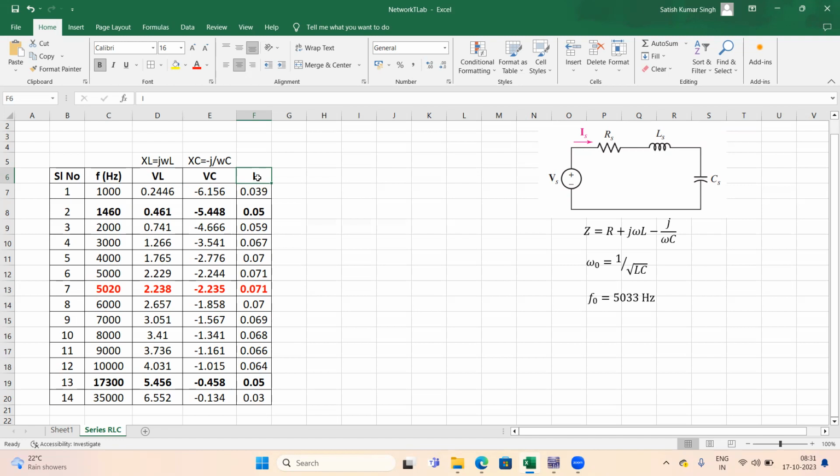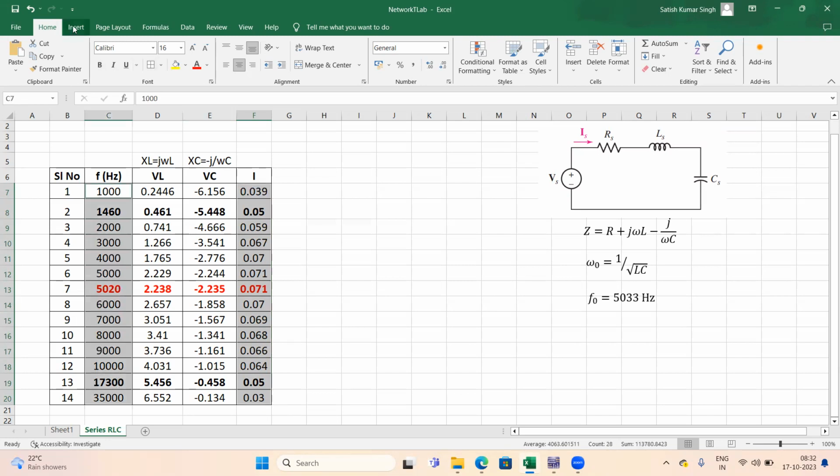Fine. So now here you can see we can plot the frequency response of this particular circuit. To plot this frequency response, normally we have to select this current I, and then we have to select this frequency. So it will be a frequency versus current plot.